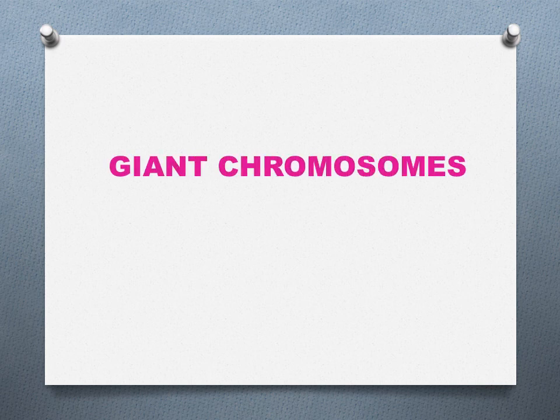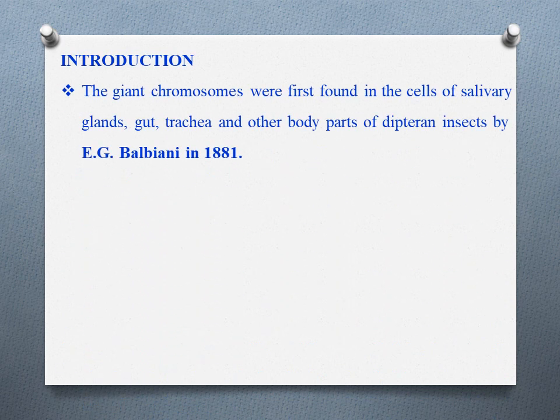Hi, now I am going to discuss giant chromosomes. The giant chromosomes were first found in the cells of salivary glands, guts, trachea, and some other parts of the dipteran insects by E.G. Balbiani in 1881. There are two main types of giant chromosomes, that is polytene chromosome and lampbrush chromosome. Now we will see about the polytene chromosome.